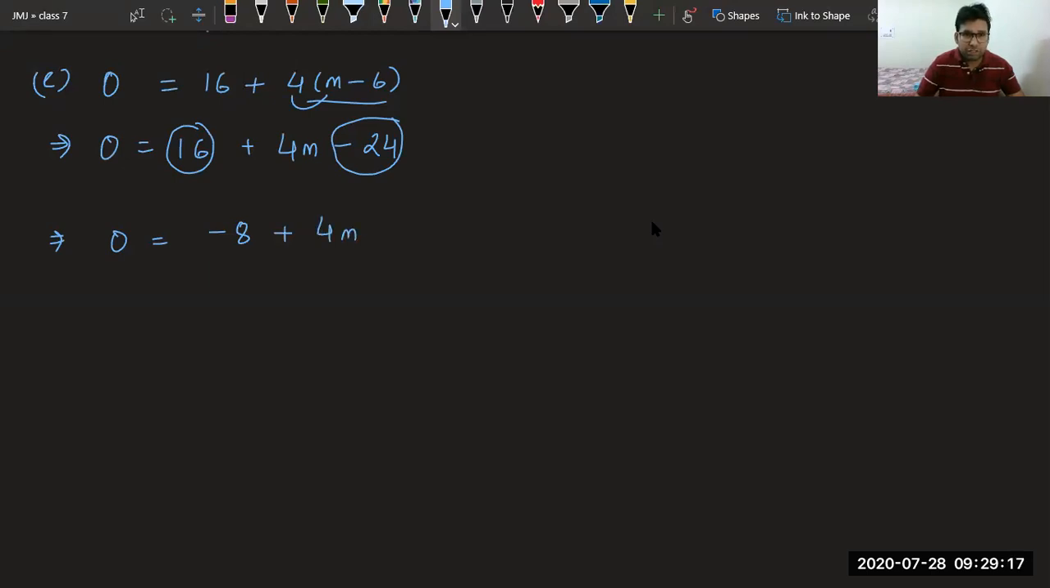Now, which number should we take to the left side first? Should we take minus 8 or 4? Please tell me. Which number should we take to the left side first? Minus 8 or 4?